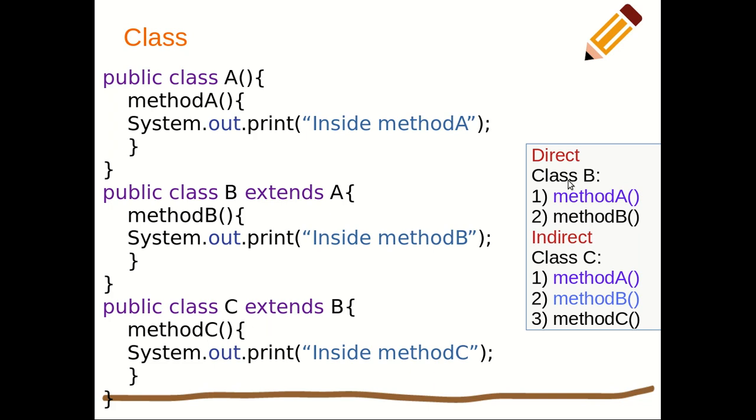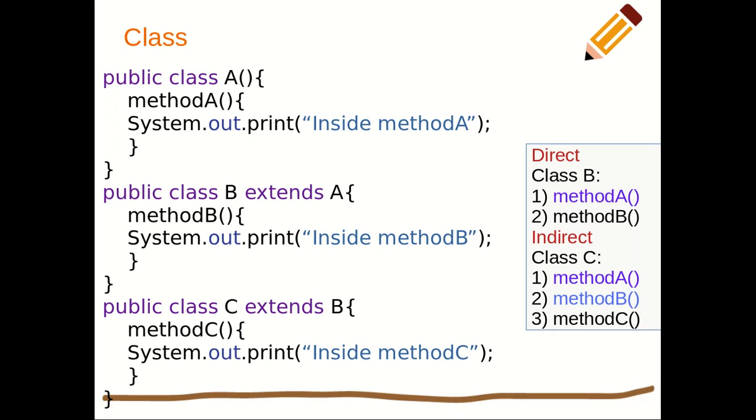Look on the side here at what we are saying. Class B, at runtime, will have method A and method B. Class C will have method A, method B, and method C. That's what we refer to as indirect inheritance for method A. But for method B within class C, that will be a direct inheritance. And for method A in class B, that is also a direct inheritance.